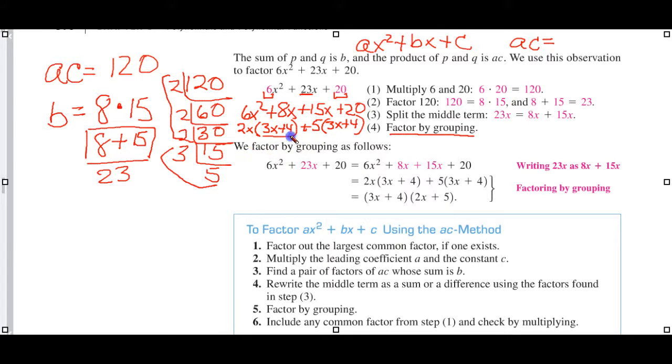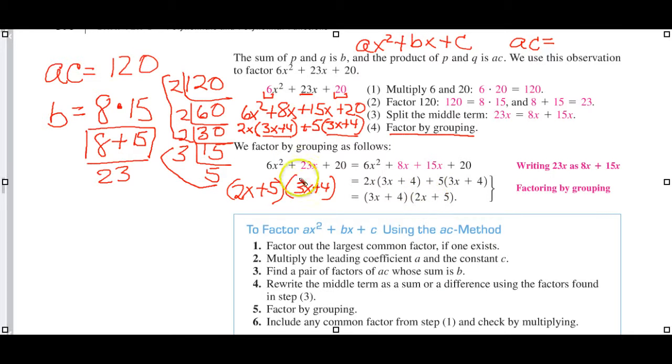I now have common factors, and I just go 3x plus 4. That's these two. Put another parenthesis, and I get 2x plus 5. And if I FOIL this, I get my answer. Now, notice they had it backwards compared to how I did it, but I told you this is the way I do it. You can do it this way as well.